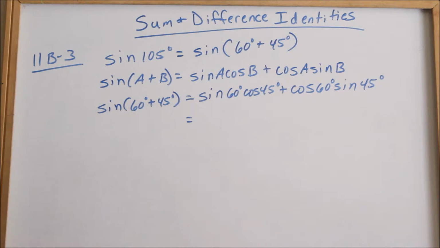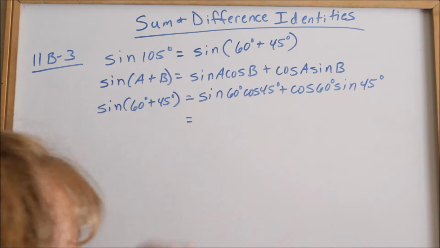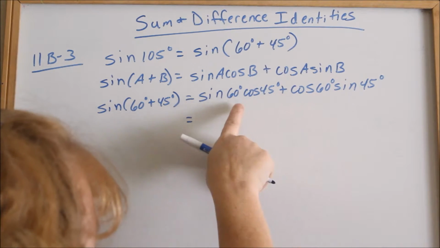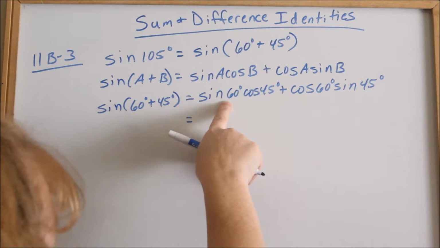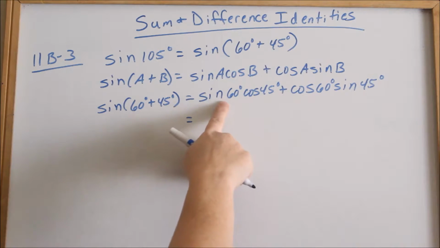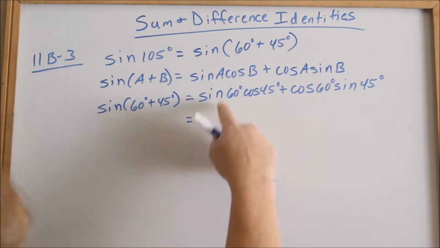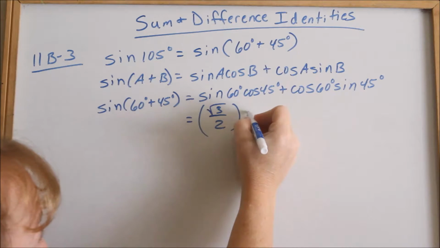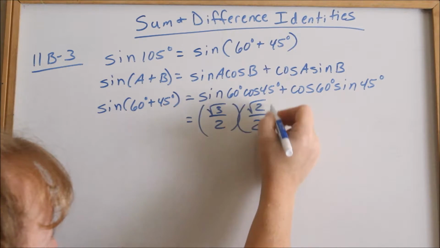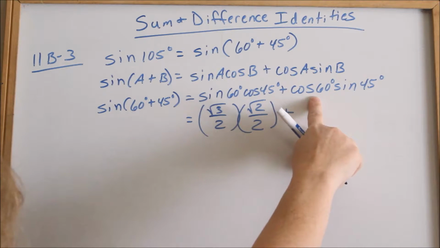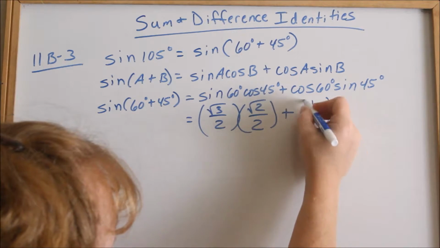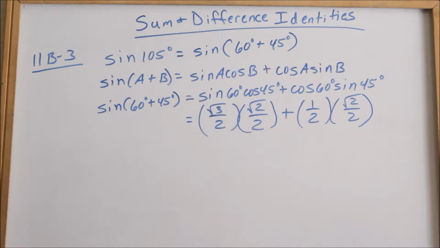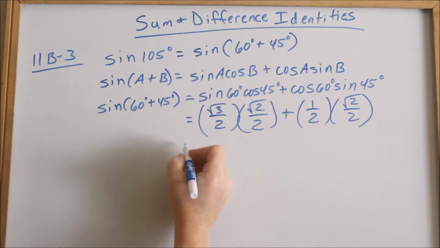Okay, now we can take this information and replace it with the familiar angles, the special angles. We're not using decimals, we're putting this in radical form. So sine of 60 degrees is square root of 3 over 2 times cosine of 45, square root of 2 over 2, plus cosine of 60 degrees, 1/2, times sine of 45, square root of 2 over 2. Order of operations, do your multiplication first.